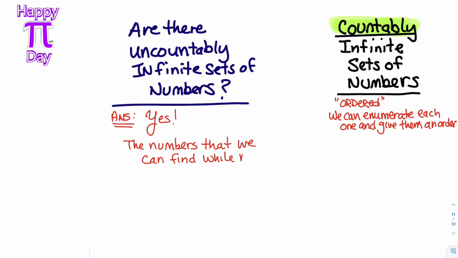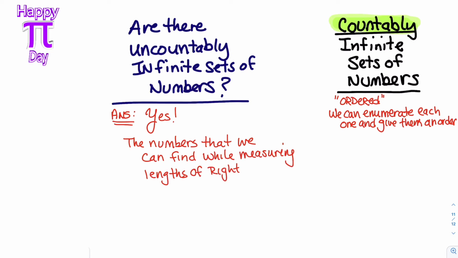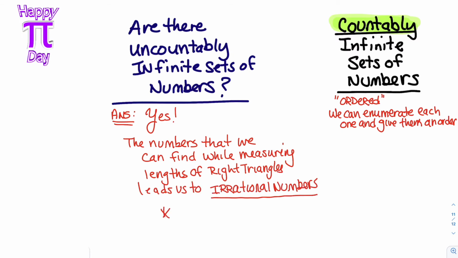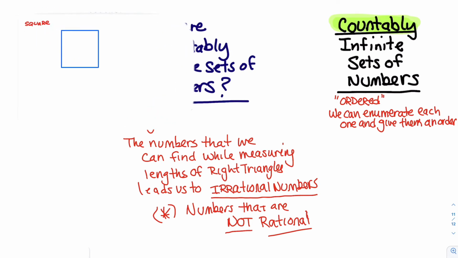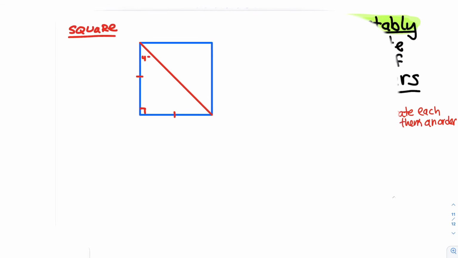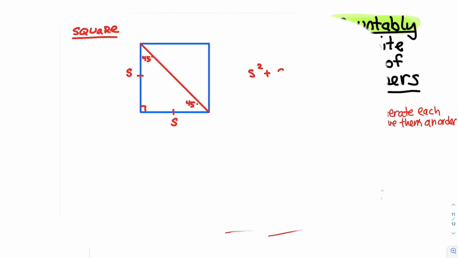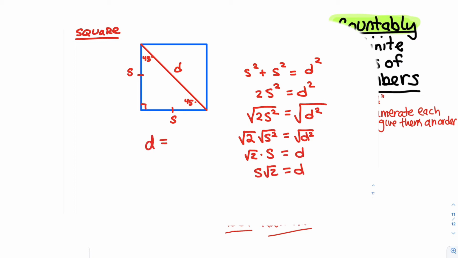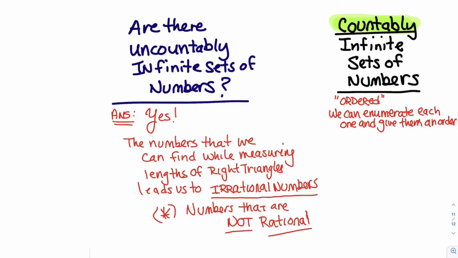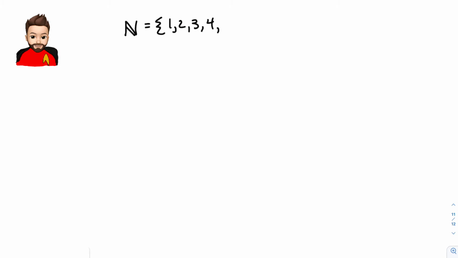The numbers that we can find, let's say while measuring the sides of a right triangle, as did Pythagoras, lead to irrational numbers. For example, the square root of 2. So there are numbers that are not rational. To get a sense, take a square and create its diagonal. If you solve the Pythagorean theorem for the length of this diagonal, you wind up getting a multiple of radical 2, a multiple of the square root of 2. And so if we let the sides of the square equal 1, the diagonal is the square root of 2, an irrational number.